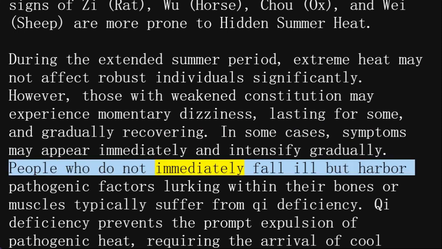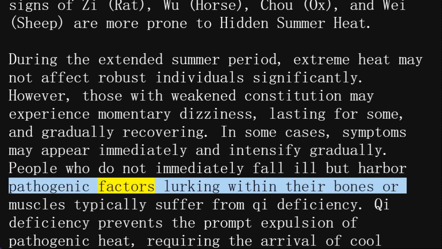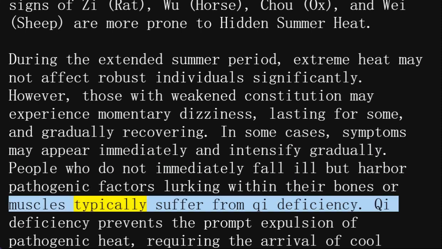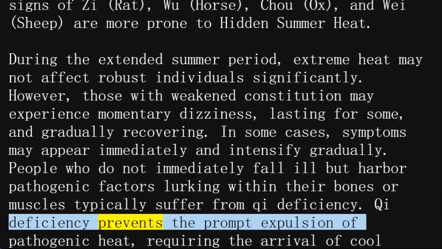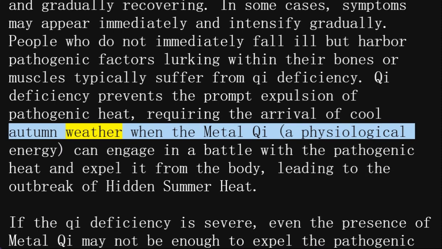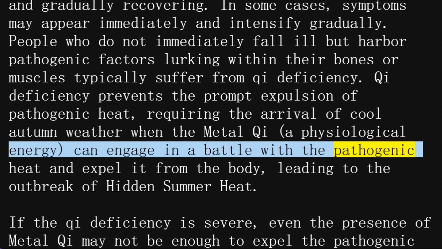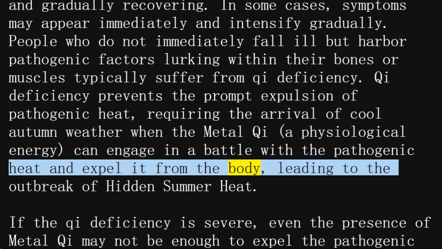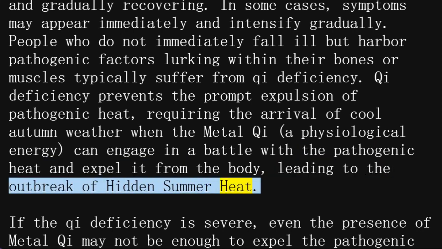People who do not immediately fall ill but harbor pathogenic factors lurking within their bones or muscles typically suffer from Qi deficiency. Qi deficiency prevents the prompt expulsion of pathogenic heat, requiring the arrival of cool autumn weather when the metal Qi, a physiological energy, can engage in a battle with the pathogenic heat and expel it from the body, leading to the outbreak of hidden summer heat.